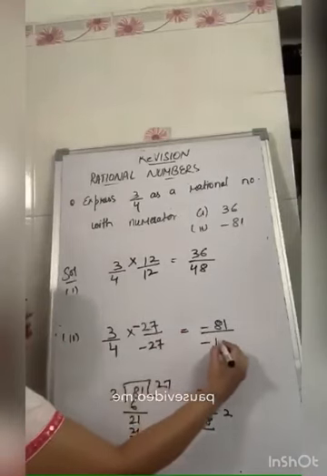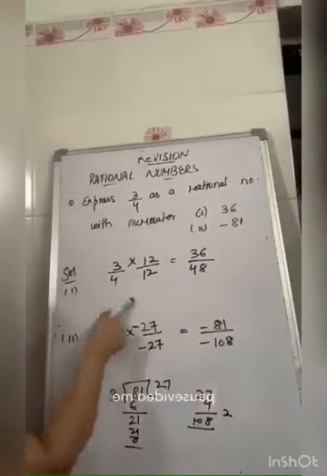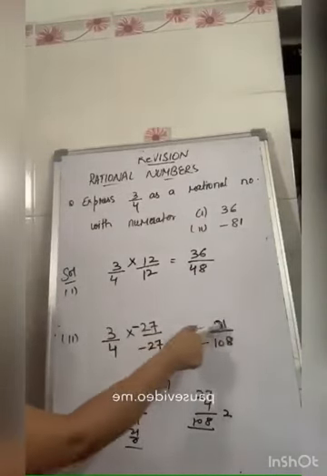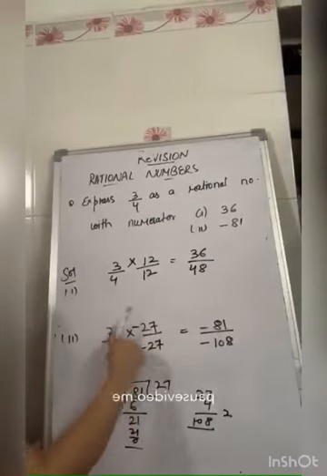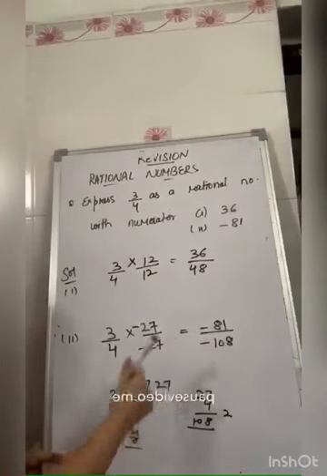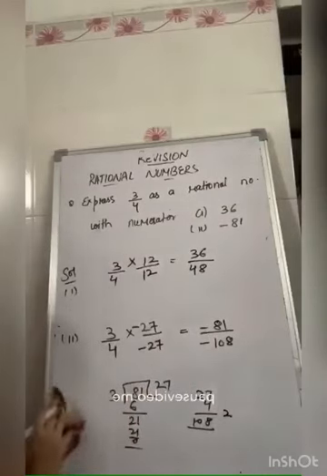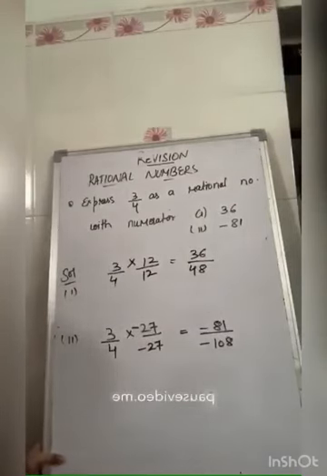Now you don't have to cancel these negative signs because you have to represent the rational number in such a way that you get minus 81 in the numerator. So we have represented 3 by 4 in such a way that we get minus 81 in the numerator. As we want minus 81 in the numerator, we will not cancel these negative signs. So this was the question in which we have to express the rational number in whatever form the question asks.